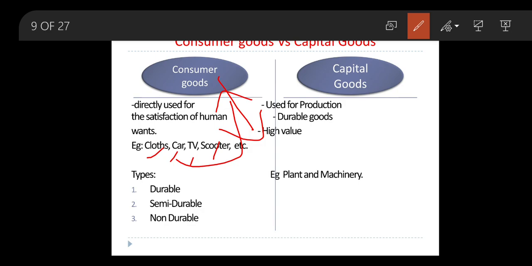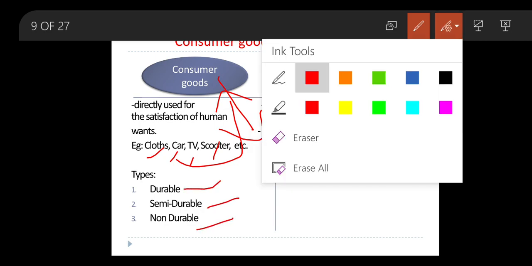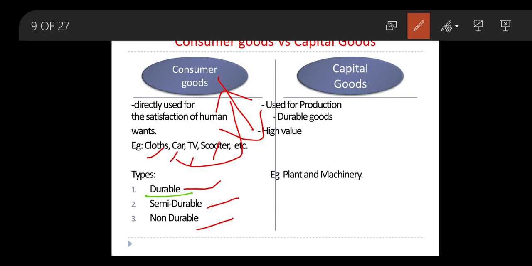And there are three types of consumer goods: durable, semi-durable, non-durable. Now let's see what a durable good is. Durable goods are those goods which can be used for a long period of time, for example, 10 years or more than that. For example, like cars, scooters, refrigerators, etc.